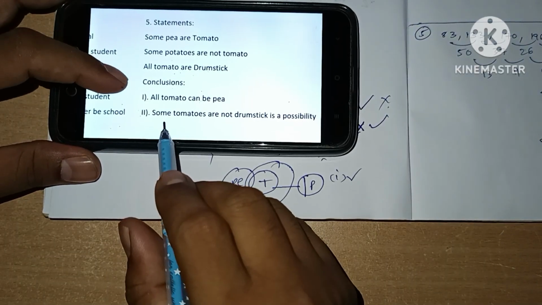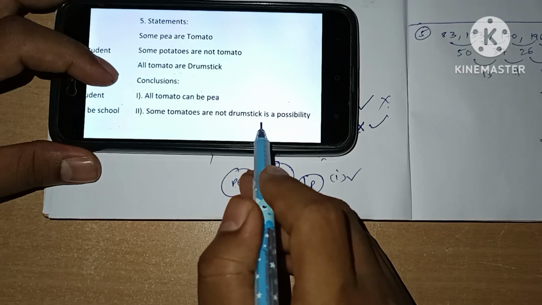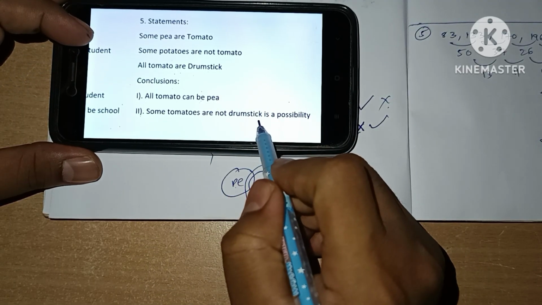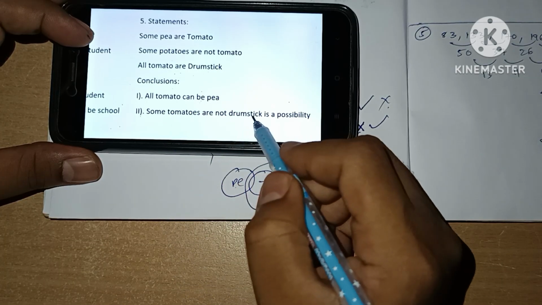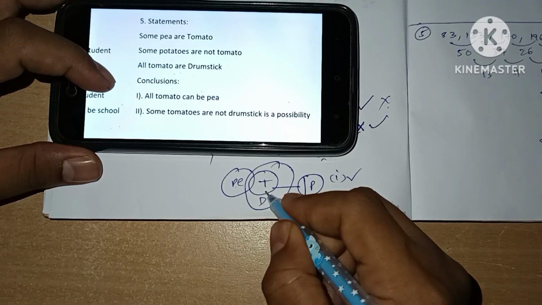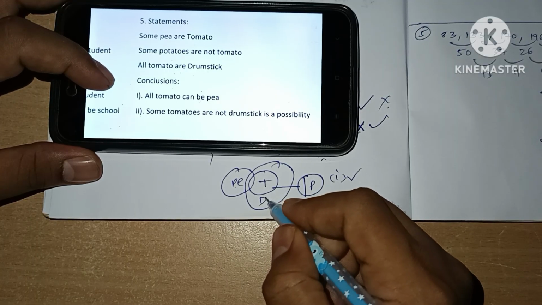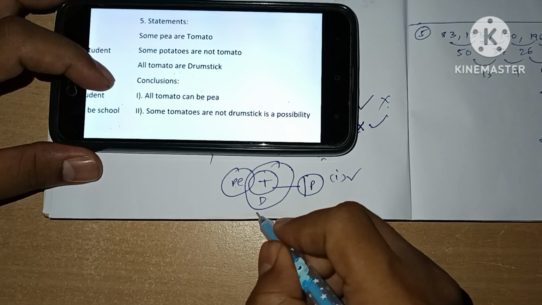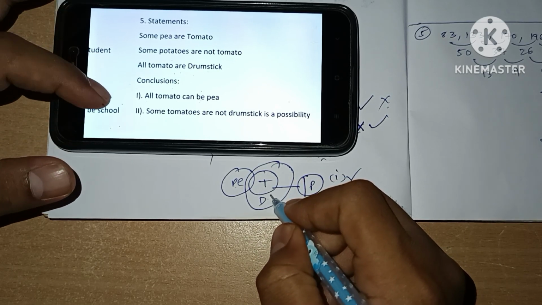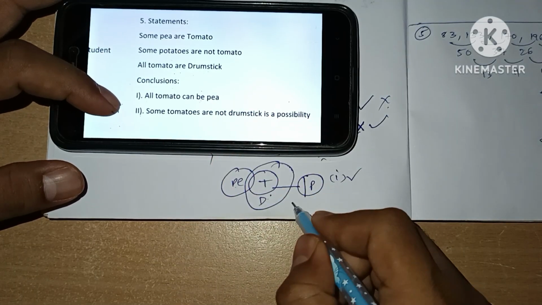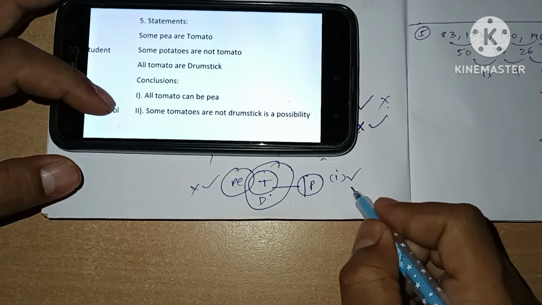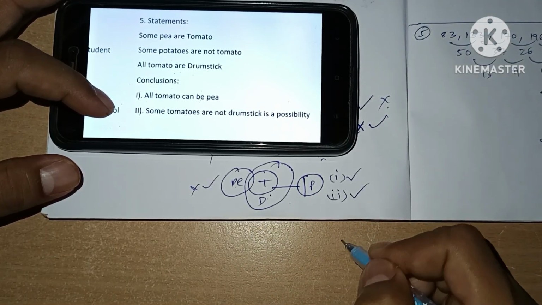Next, second conclusion: some tomatoes are not drumstick is a possibility. First, leave the possibility side: some tomatoes are not drumsticks. We check all tomatoes can be placed inside drumsticks. It is already in drumsticks. All case is possible: all tomatoes are inside drumstick. It is true. All case true means the some-not case will be false. Some-not case false and saying about possibility, so our conclusion will be true.